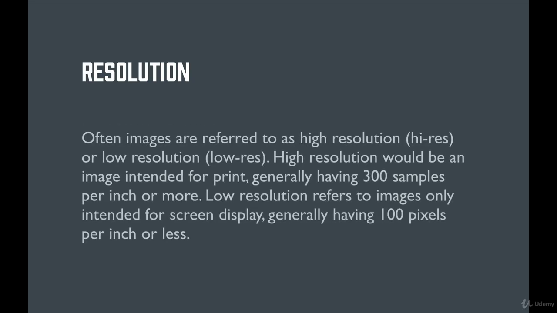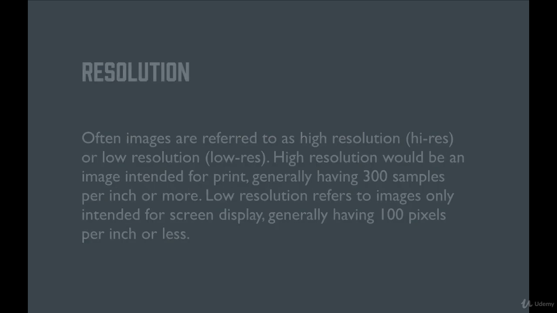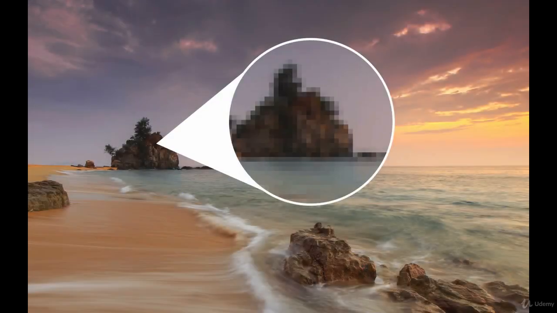Often images are referred to as high resolution, or high res, or low resolution, low res. So this poster is going to be a high resolution file. It's going to have 300 dots per inch, whereas some of the web-based projects we'll do down the road will be low res at 72 dots per inch. So if you tried to print that low res image and there's only 72 dots per inch, it's going to look really jagged and what we call pixelated, where it doesn't look smooth and the colors don't look very good.